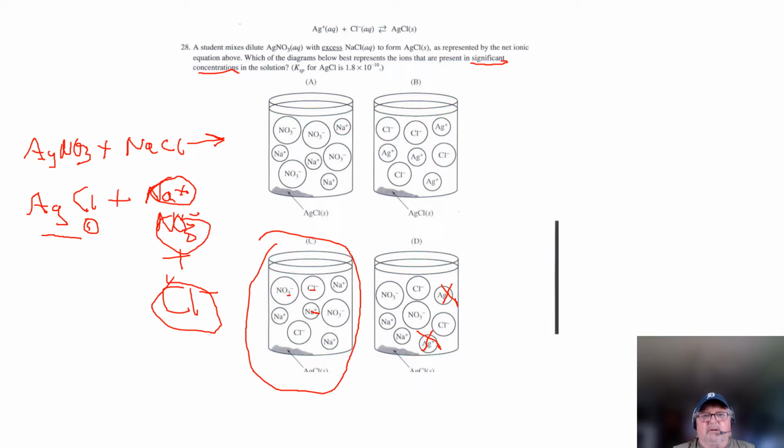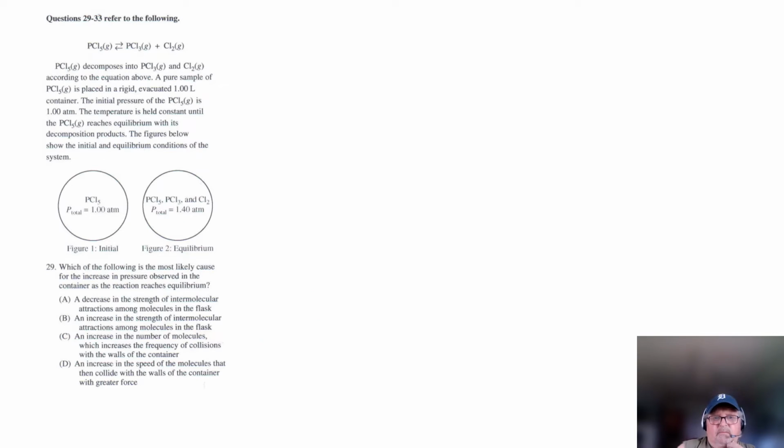Okay, so that's problem number one, 28. We'll go on to the next one and so forth. This problem has to do with 29 through 33, and it deals with this reaction here, which is going to go to equilibrium. It says PCl5 decomposes to PCl3 and Cl2. They're all gases, the same state, so you don't have to worry about any heterogeneous effects. The pure sample starts out with 1 liter of PCl5, and the initial pressure is 1 atmosphere.